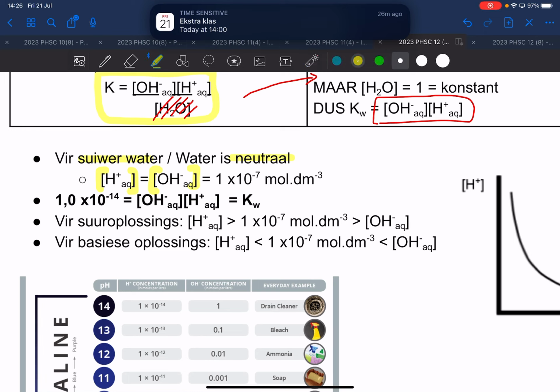En dan, as ons kyk na hierdie formule, if we look at this formula here, and you multiply the two concentrations together, you get 1 times 10 to the power negative 14. Okay, now you can see that's printed in bold.